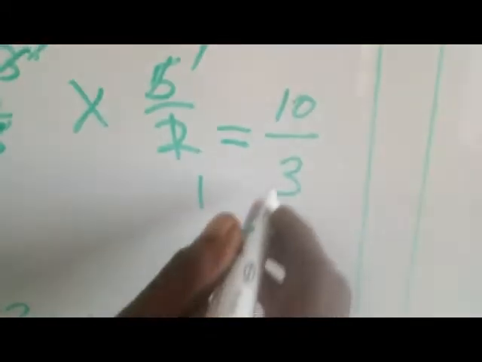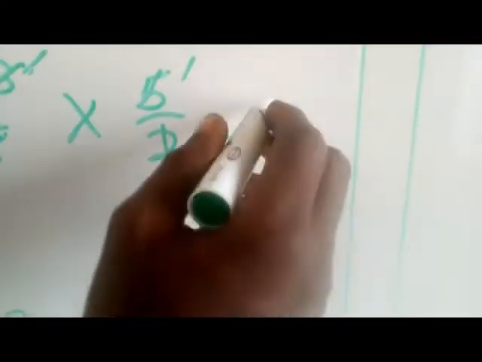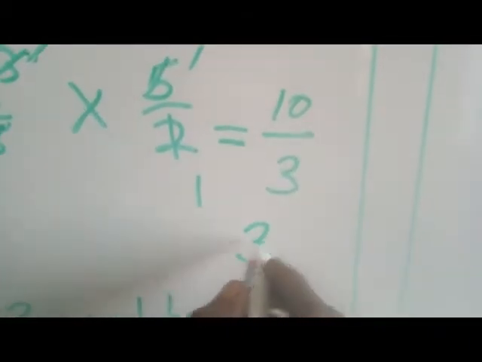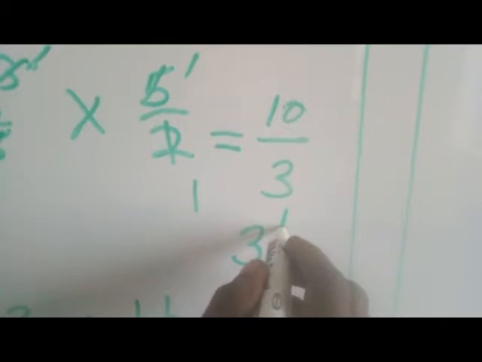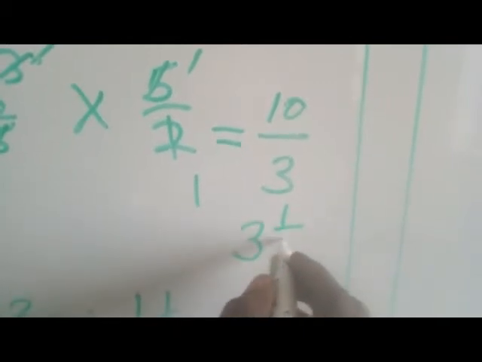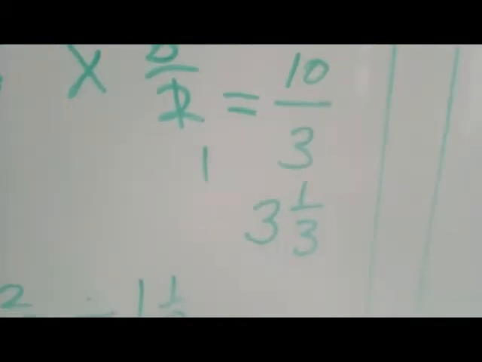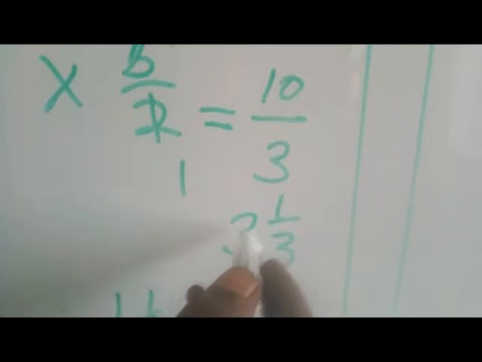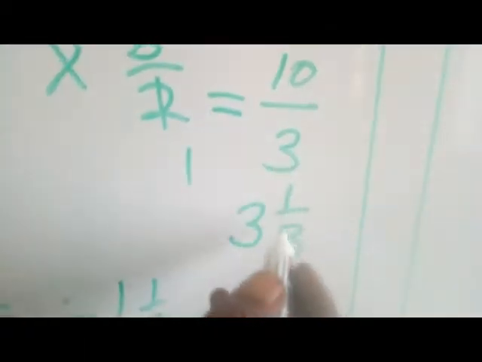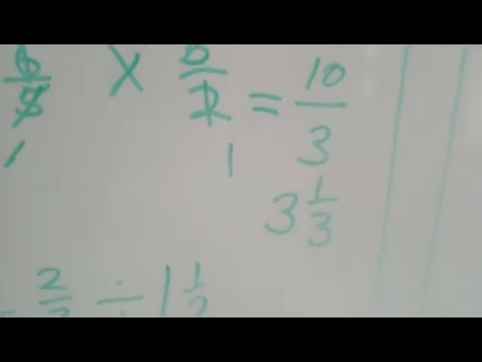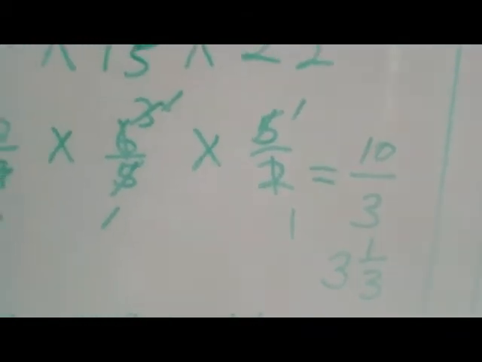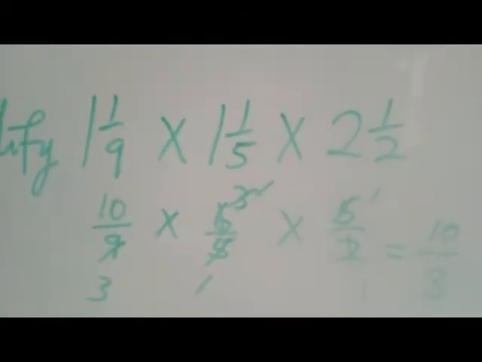So how do we change it? You divide 10 by 3. 10 divided by 3 gives us 3 remainder 1. The one that remains will be represented as the numerator all over the denominator. To confirm whether it is correct, you multiply 3 times 3, which is 9, plus 1 is 10 over 3. So you can see that is how to simplify it. This number is already simplified. So that is the answer to example 3.